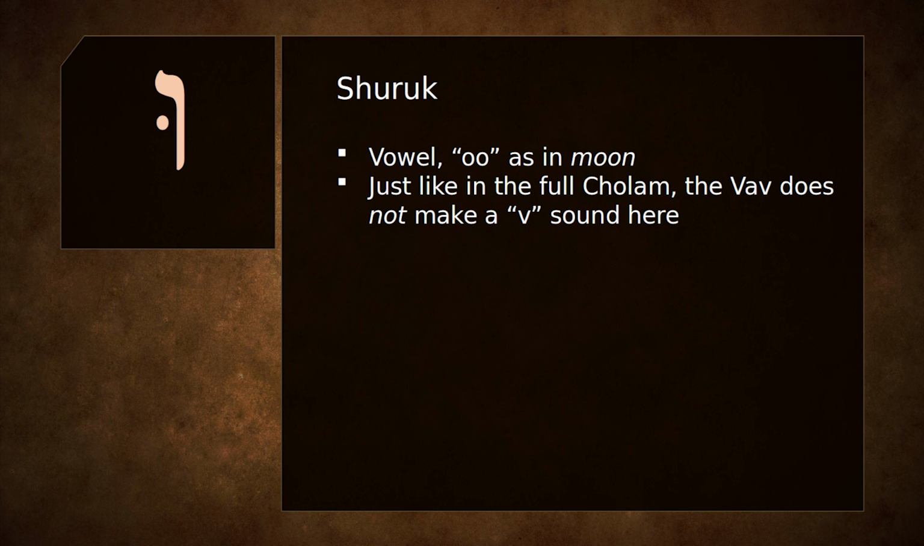Here we have our last vowel sound. This is a shuruk. It is a vav with a dot in the middle. This dot is not a dagesh. When you see a dot in the middle of a vav, it means that this is a shuruk vowel. Just like the cholam, when there is a shuruk vowel, the vav will lose its v sound, and the only sound that is left is the sound of the vowel. The sound that shuruk makes is oo, as in the word moon.